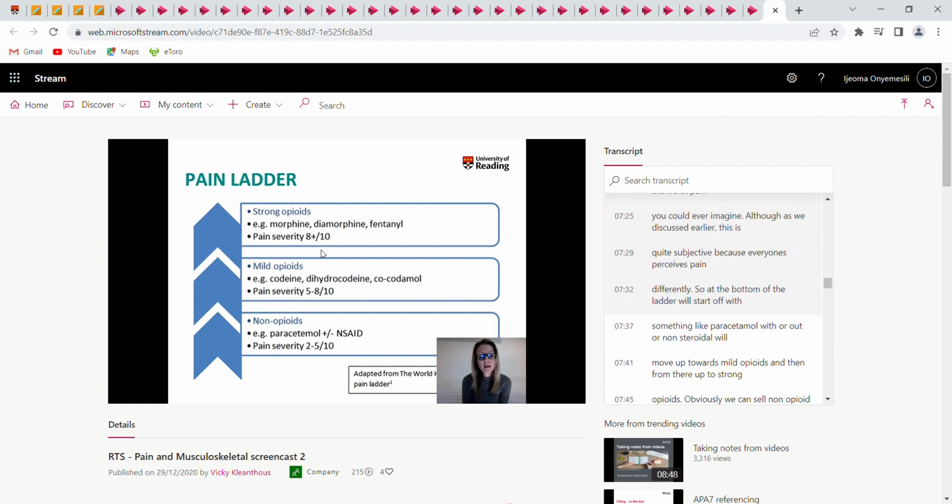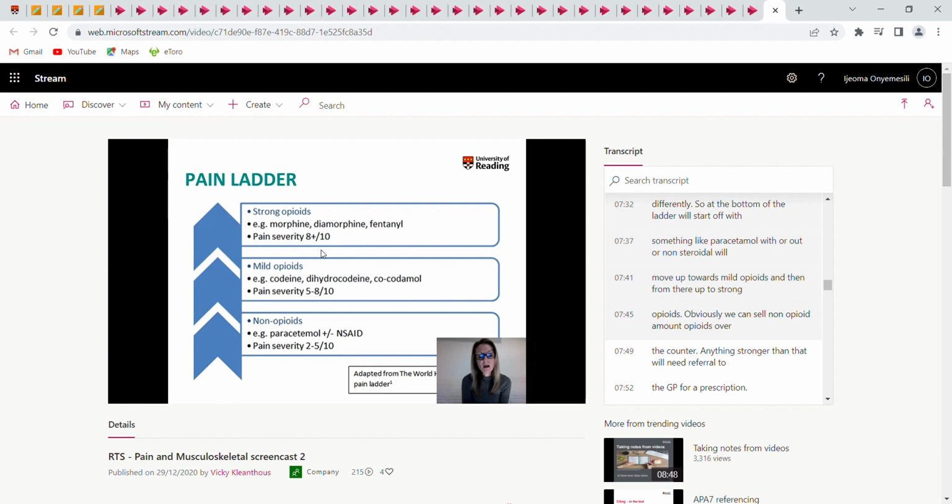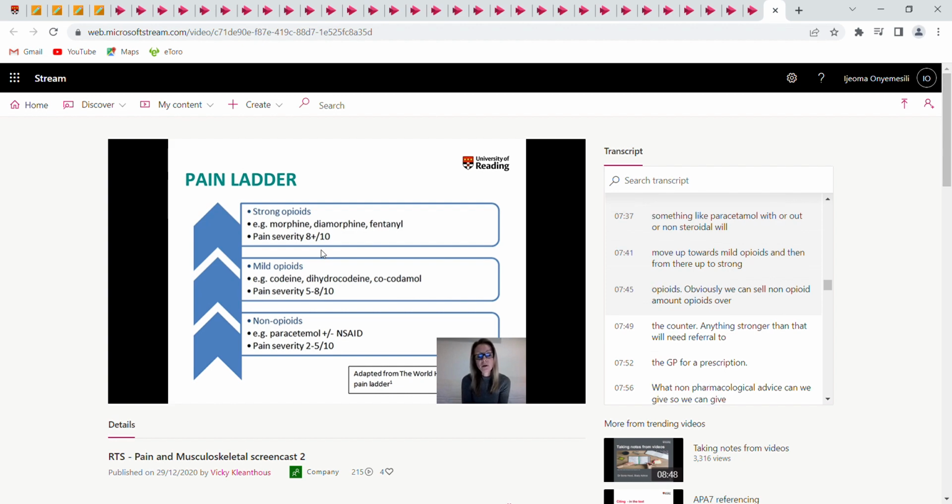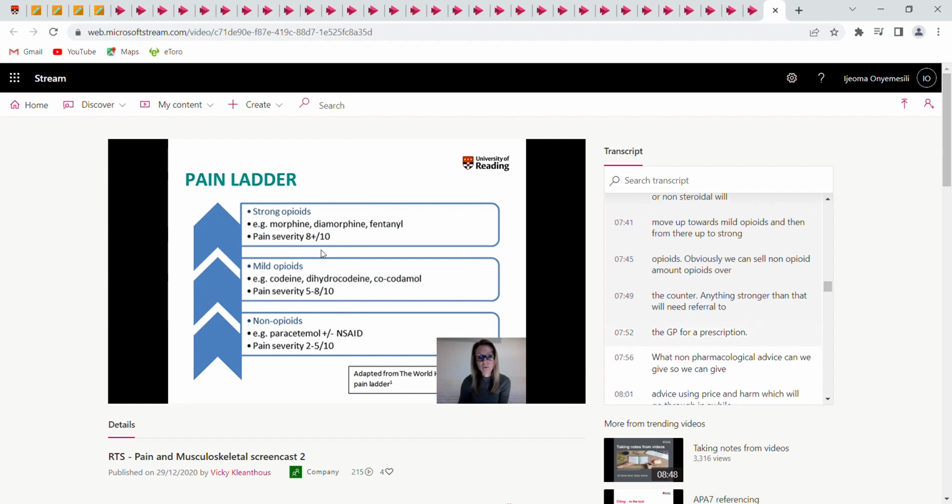So at the bottom of the ladder, we'll start off with something like paracetamol with or without a non-steroidal. We'll move up towards mild opioids, and then from there up to strong opioids. Obviously, we can sell non-opioids and mild opioids over the counter, but anything stronger than that will need referral to the GP for a prescription.